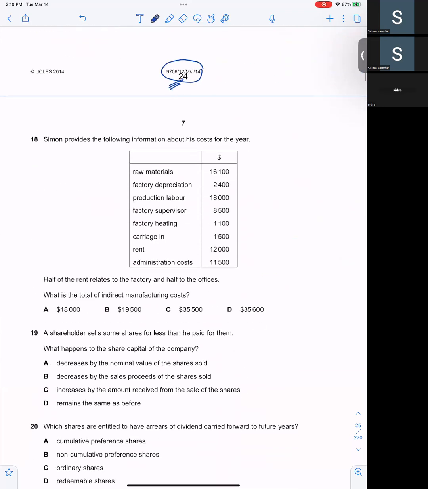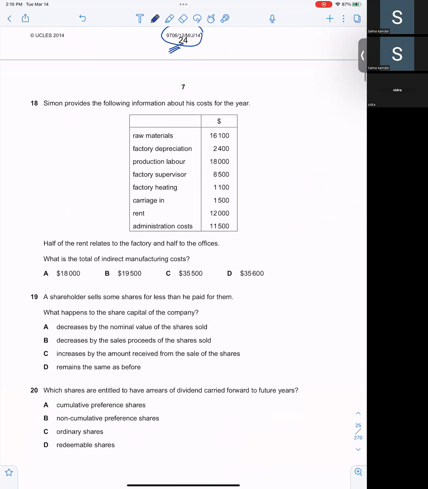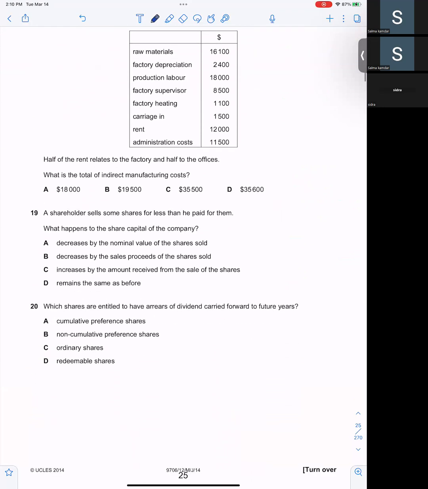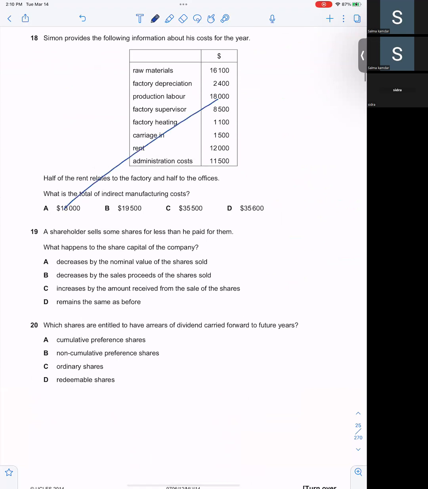Come on, go to the next one. The 18th is manufacturing. Do you want to do it? Manufacturing is there, no? No. Come on, 19th.